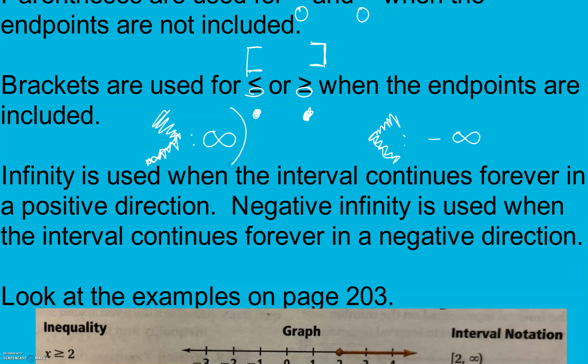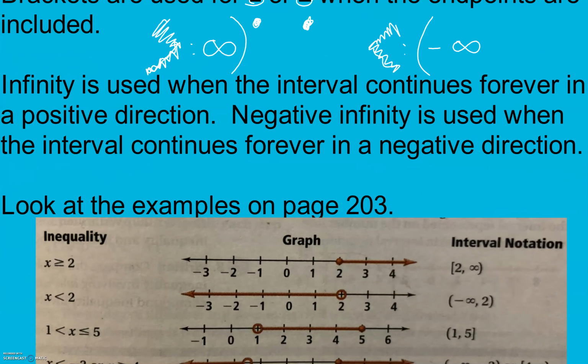Infinities always get parentheses with them because they are not exact values, they're more of an idea. It's not equal to infinity because infinity isn't a thing. We can always keep going by adding more numbers, but we use a parenthesis there because of that.